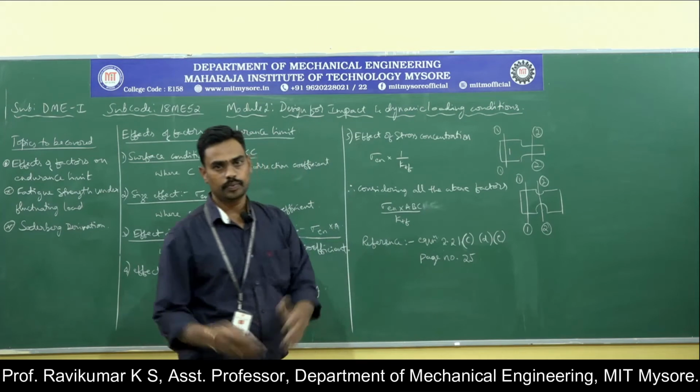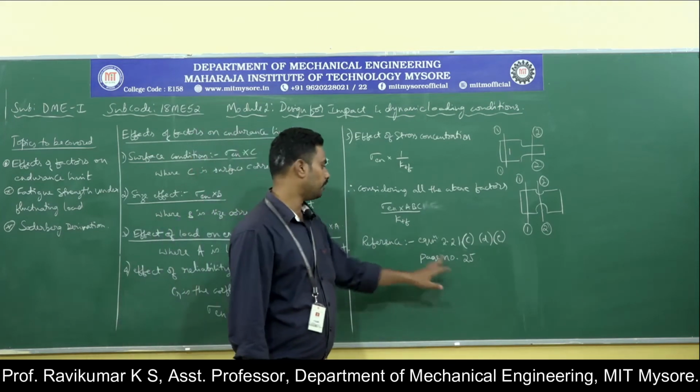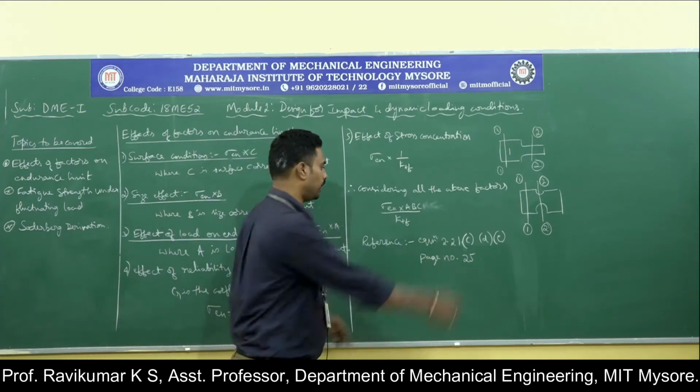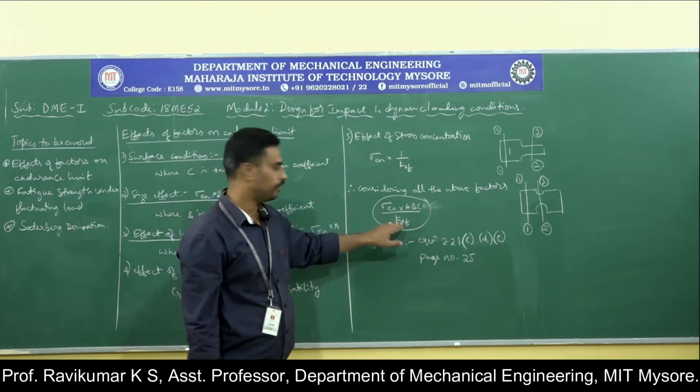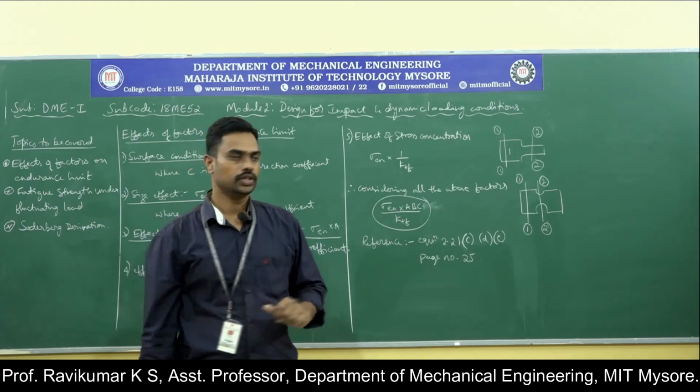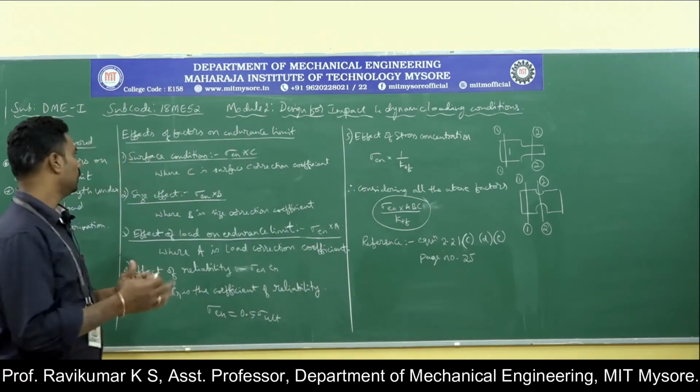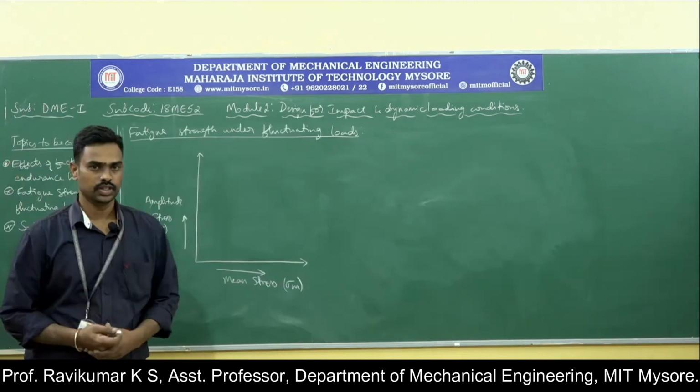You can open your data handbook and go to page number 25. If you observe the equation, you will find this one: endurance limit will be multiplied with ABC and divided by KTF. So these are the factors which affect the endurance limit.